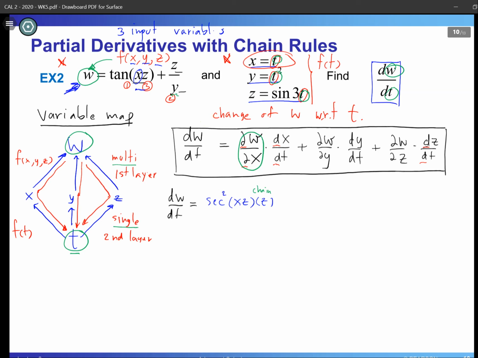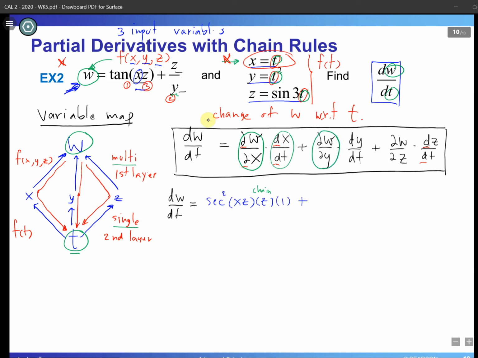So the next term is dx by dt. So I am supposed to differentiate this x with respect to t. So x equal to t, differentiate t, I get 1. Also easy, even easier than the last one. Alright, now the next term, dw by dy. Differentiate w with respect to y.